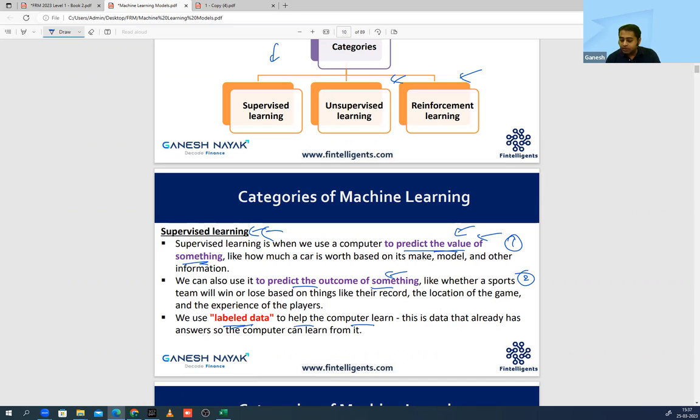It helps the computer to learn because the data is already aware of what the answer is and it can learn from it. It simply means when I gave historical data, suppose of housing prices, I have given all the features of the home, and for each home I have also given what the price is. Did you understand that?